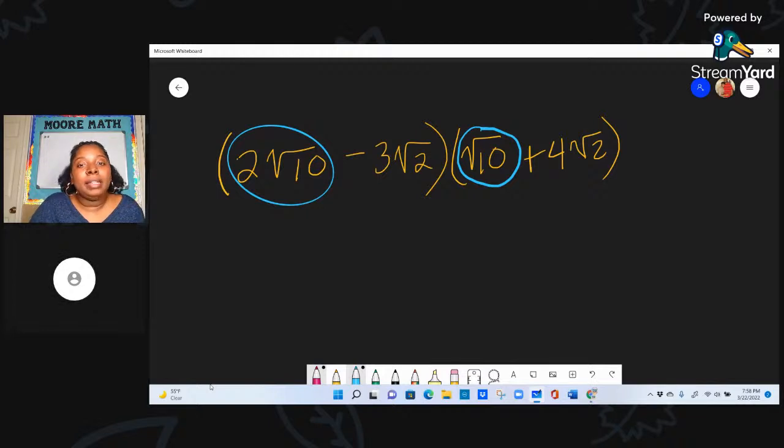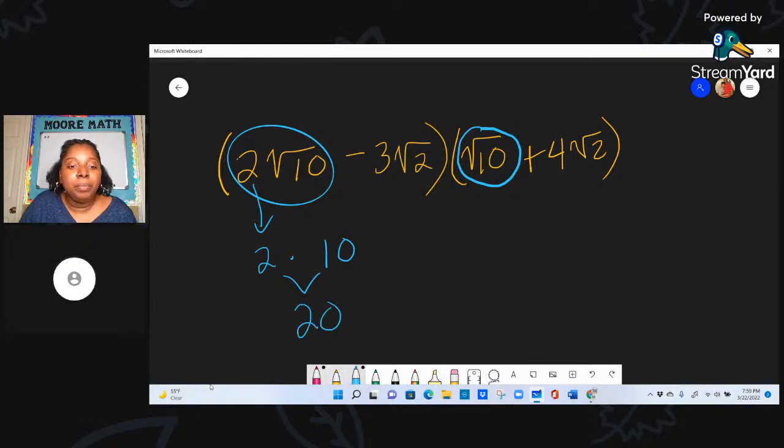Okay. And that's going to become what? When I do square root of 10 times square root of 10, that's going to be 10. Good. And then what am I multiplying by? What's left over? 2. Good. And 2 times 10 is 20. All right. We're done with that.